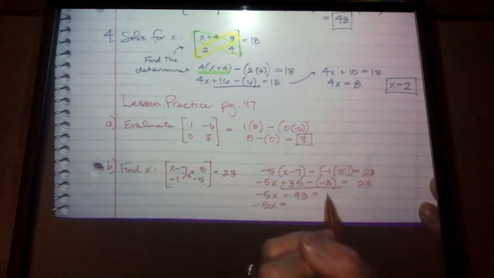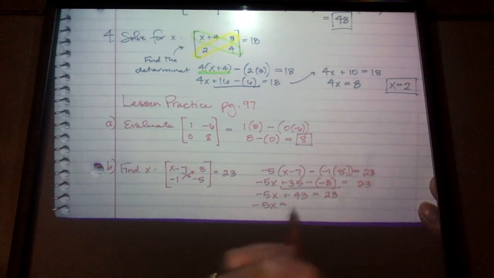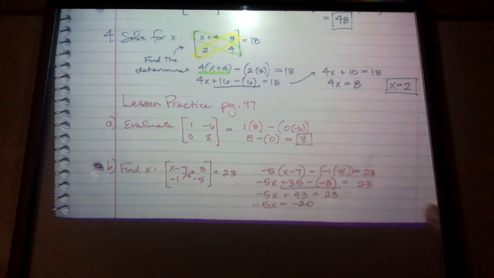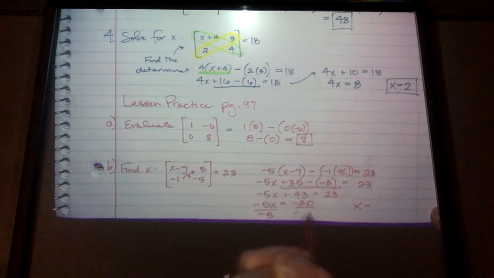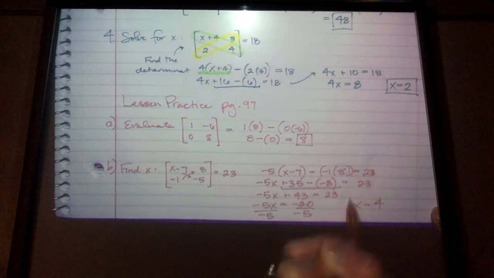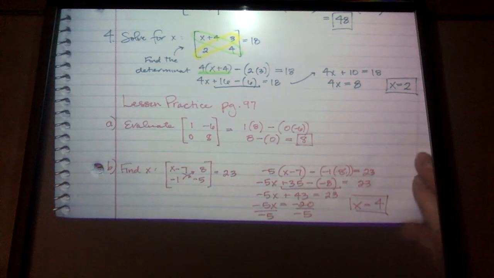Yeah, I am just making mistakes left and right. Subtract 43 and I got -20. Divide by -5. And x equals a positive 4. Okay. Moving on. Let me turn the page. Whoa. Sorry about that.